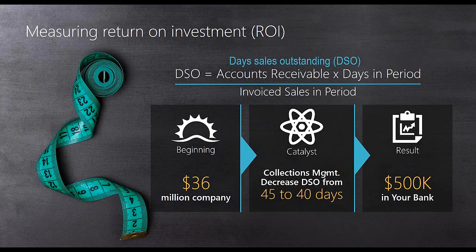The example I have here on this slide, for simplicity reasons, if you're a $36 million company today, that's roughly $3 million a month or $100,000 a day, and you implement collections management and use that as a catalyst to decrease your DSO. Let's say within the first year of using collections, you've decreased your DSO from 45 days to 40 days. So just down by 5 days. That's going to result in another $500,000 in your bank account.